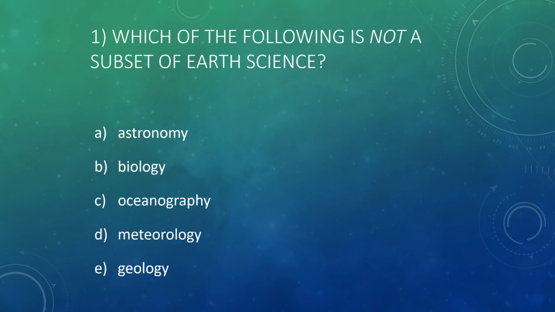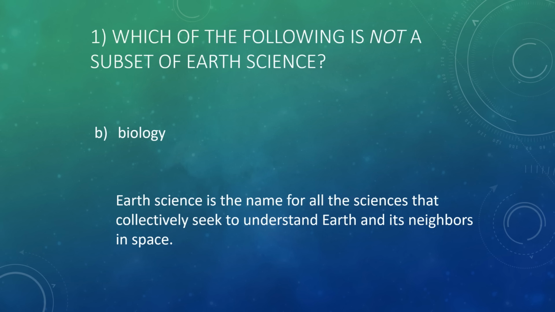Which of the following is not a subset of earth science? Pause your video now and come back when you're ready. All right, so the answer is B, biology. Earth science is the name for all of the sciences that collectively seek to understand Earth and its neighbors in space. Biology is not one of the 4 that we discussed.